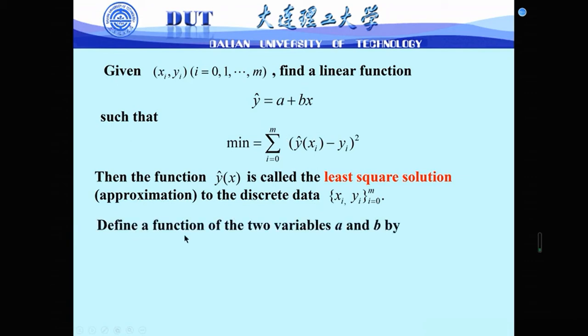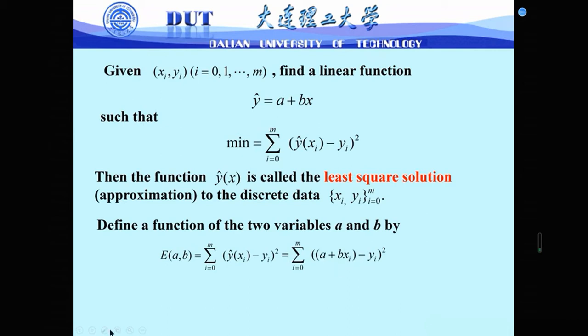Now, we need to determine the function with the two variables, A and B. Here, A and B are the coefficients of the linear function. But we need to transform the problem to determine a function with the two variables A and B, like this. Now you see, we rewrite the summation of the squares. Y hat, what is y hat? Y hat xi equals a plus bxi. It's okay? Replace x by xi and minus yi, then this is the error for the point xi and yi.